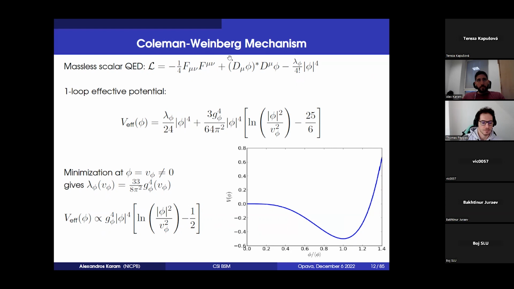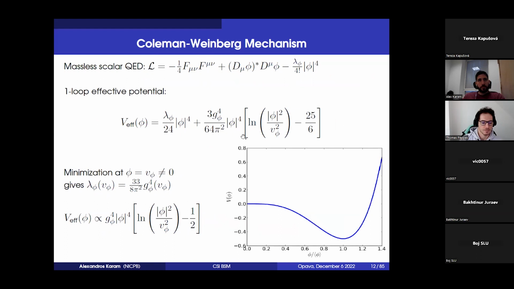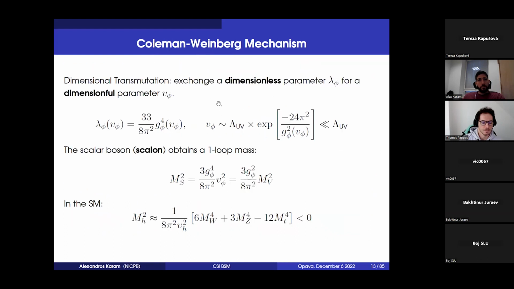This was answered by Coleman and Weinberg back in 1973. They studied a very simple model of massless scalar quantum electrodynamics, which is given by this Lagrangian. They computed the one loop effective potential, and they saw that at one loop, a minimum is generated. Therefore, the symmetry is broken at loop level, and we can have a mass for the scalar, which is related to the mass of the vector boson of this new U(1) symmetry. This effect of generating a mass scale from a one-loop correction is also called dimensional transmutation.